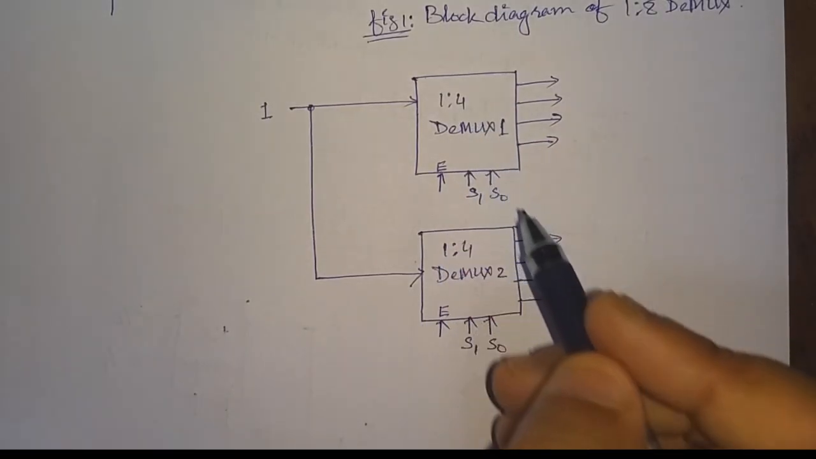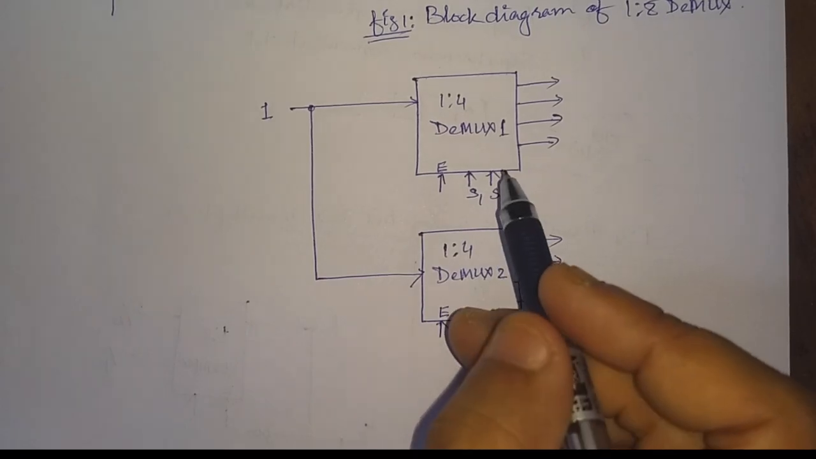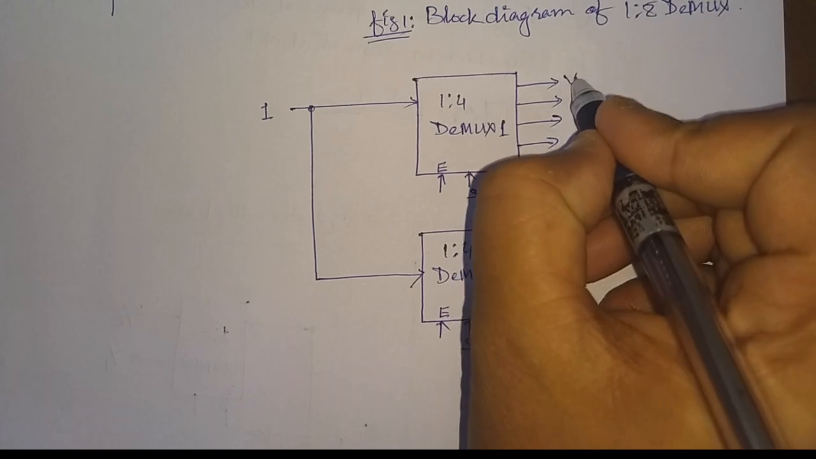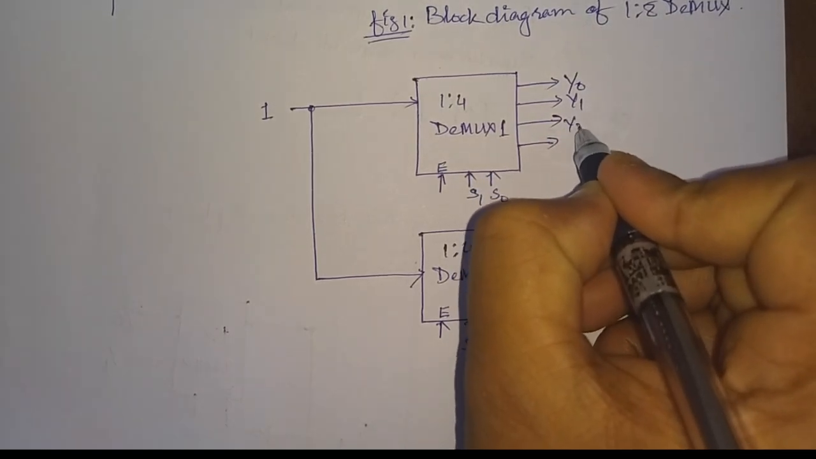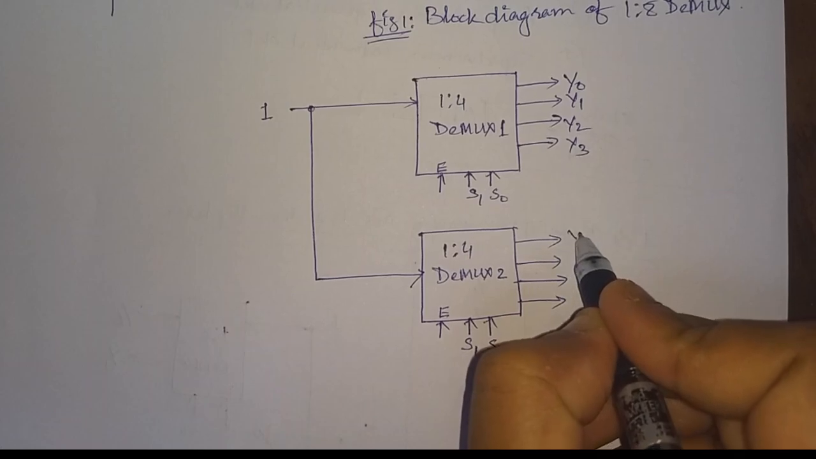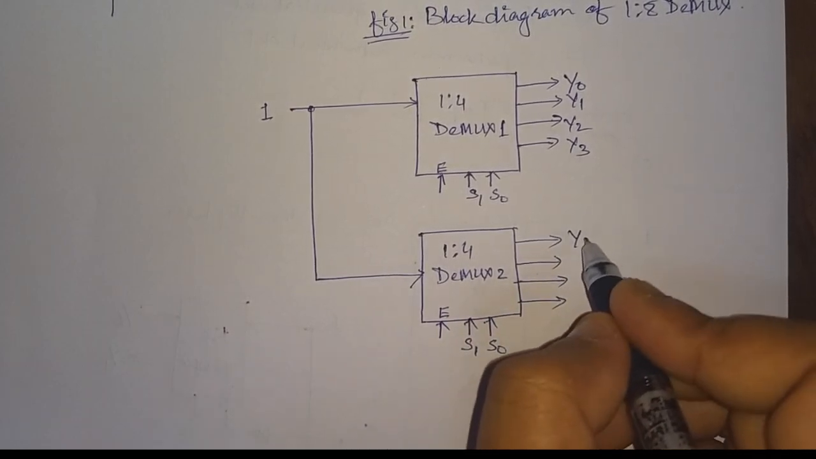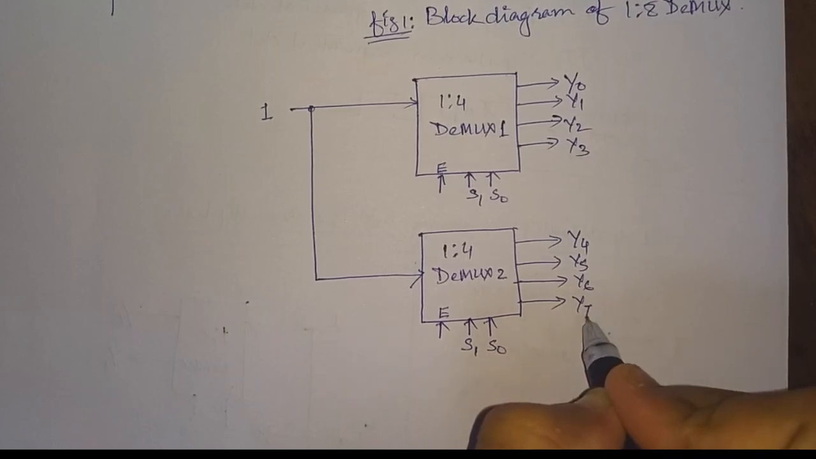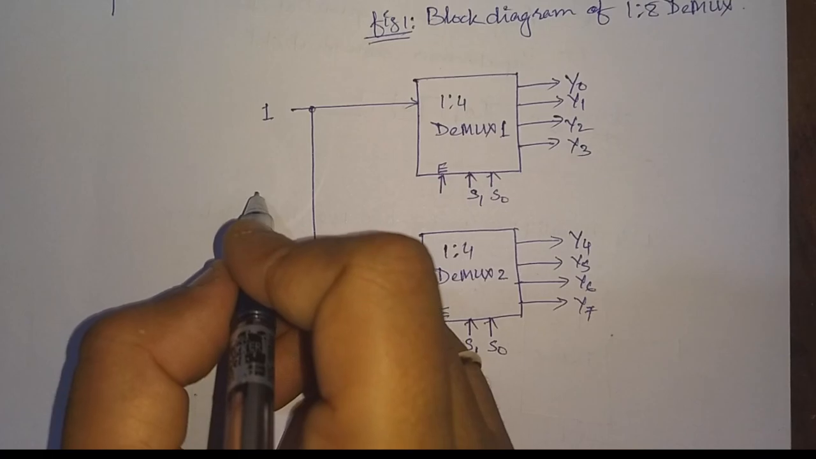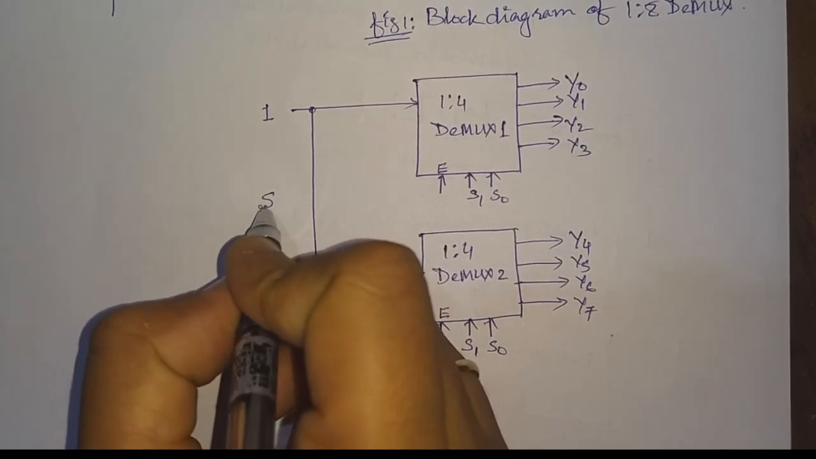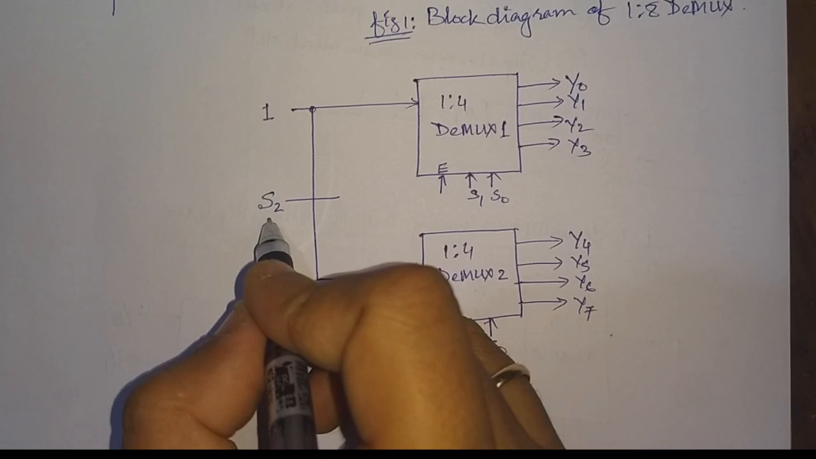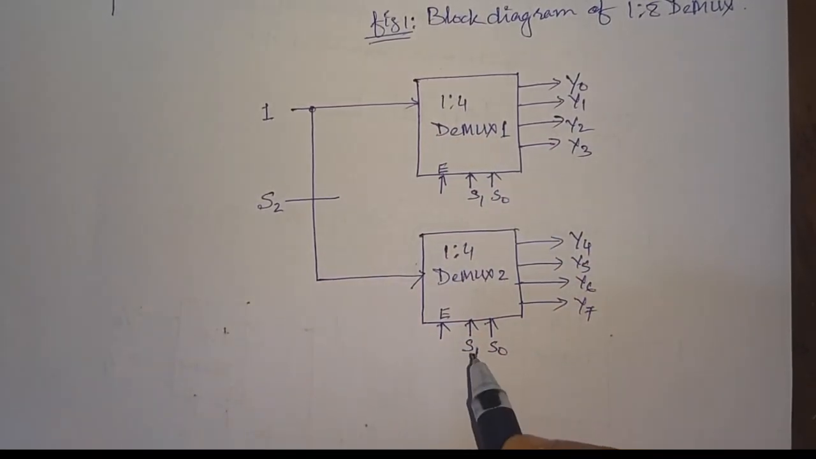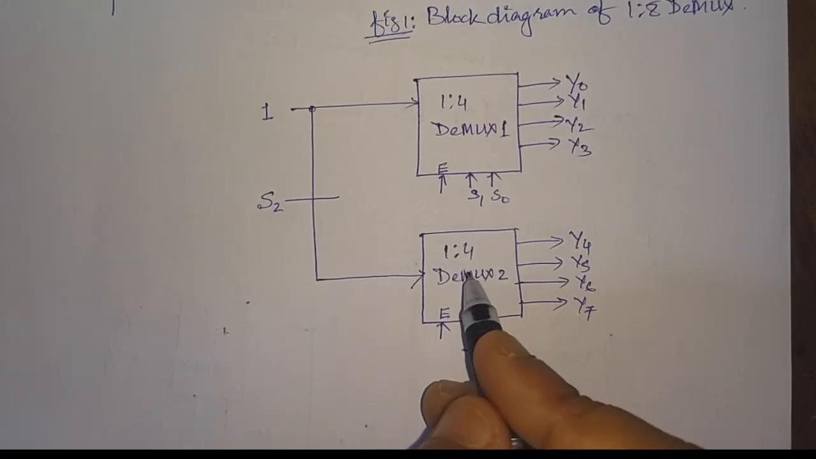So we have to rearrange these 2 demultiplexers so that whenever this circuit is working, it will give outputs Y0, Y1, Y2, Y3, and similarly, whenever this circuit is working, we'll have Y4, Y5, Y6, and Y7. Now, let us make the select line here S2. So whenever this S2 is 0, this demultiplexer needs to work, and whenever S2 is 1, this demultiplexer has to work.